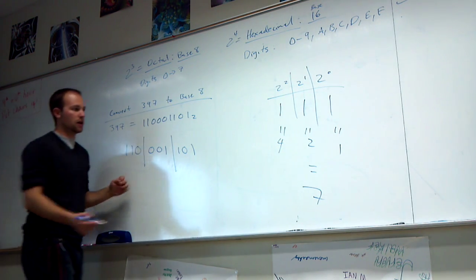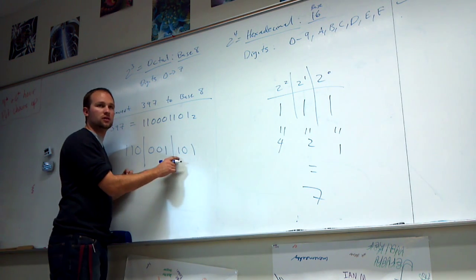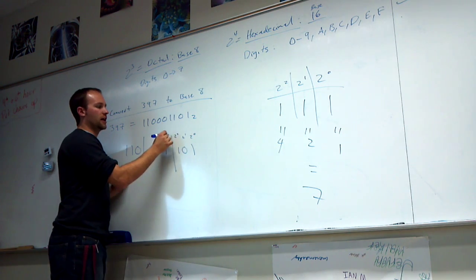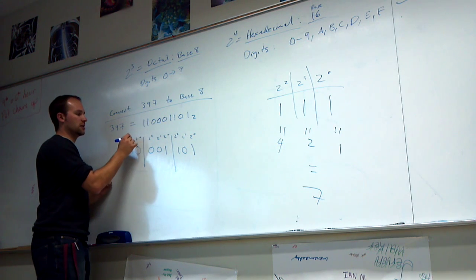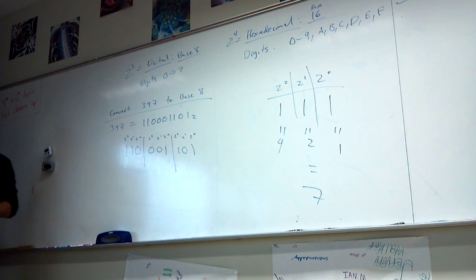And that's what we're going to do here. This is 1 times 2 to the 0, 0 times 2 to the first, 1 times 2 to the second. And you're going to do that all the way across, each time breaking it down like that and getting the digit. You add up within each section.